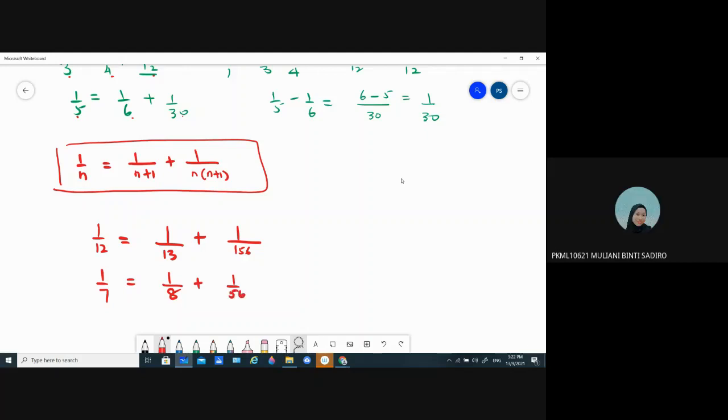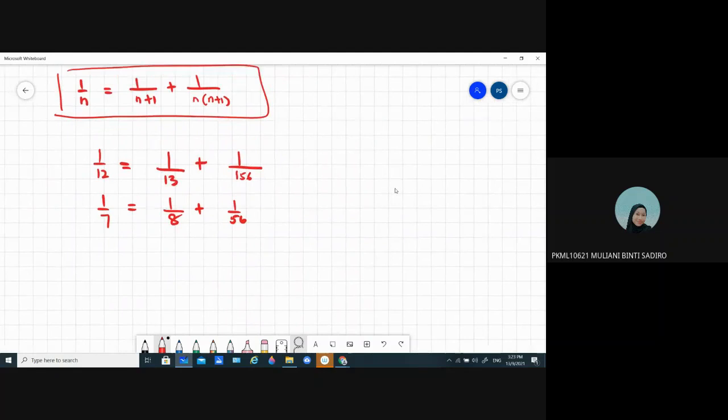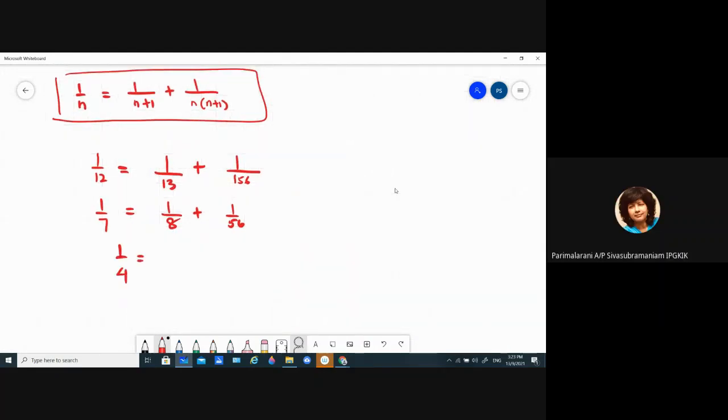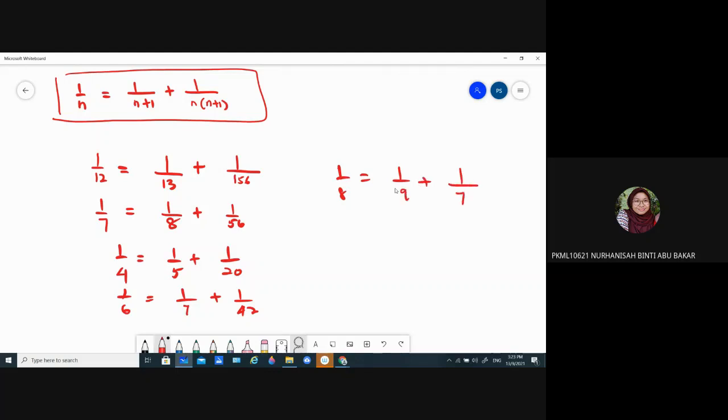56, correct? Tell me very fast, 1 over 4 is equal to 1 over 5 plus 1 over 20. Yes, 1 over 6 is equal to 1 over 7 plus 1 over 42. Last one, 1 over 8 is equal to 1 over 9 plus 1 over 72. Yes. So this is one way of writing Egyptian fractions. This is also known as the greedy algorithm for unit fractions, okay? So this is one method of doing it.